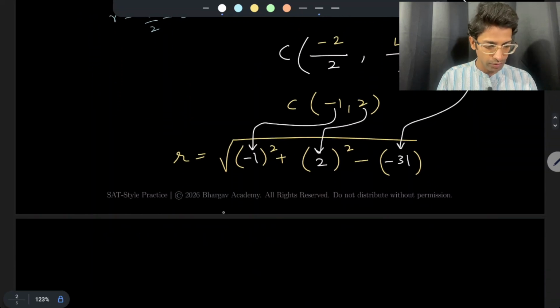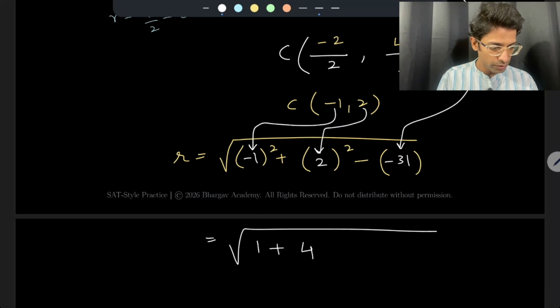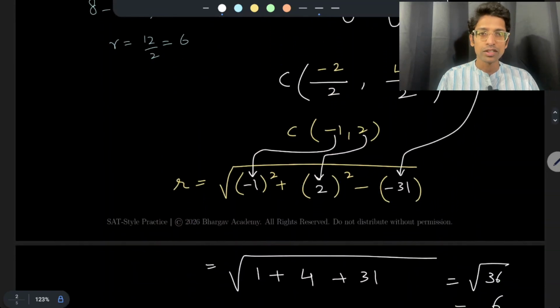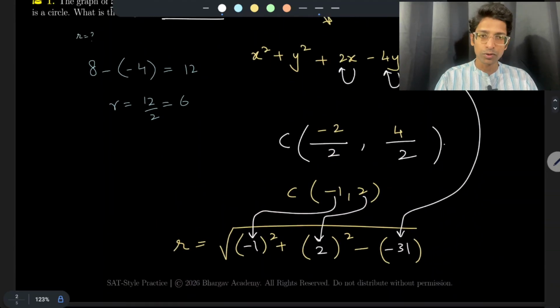Now shall we do it? 1 plus 4 plus 31, that gives me square root of 36, which is 6, because radius is always positive, and we got the answer. So that is how you do this problem.